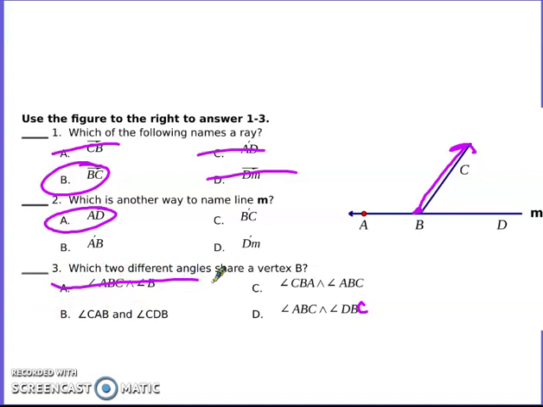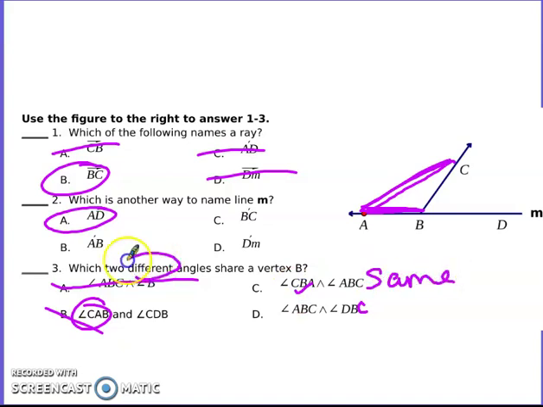If we look at letter B, CAB, well, if I follow from C to A to B, that doesn't even make an angle that's on my line. So because of that alone, that does not work. If I look at CBA, well, CBA works, but ABC, these are exactly the same angles. So it's not two different angles. ABC and DBC are my two angles that share my vertex of B. And vertex is just the point, so they both have to have point B as their angle.